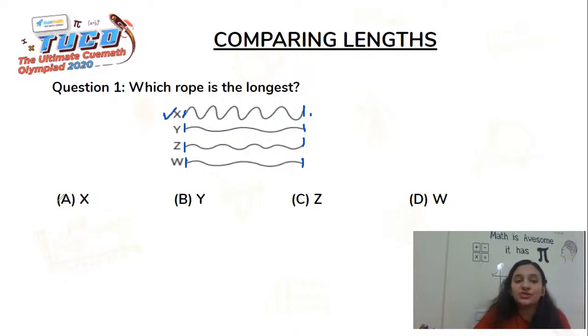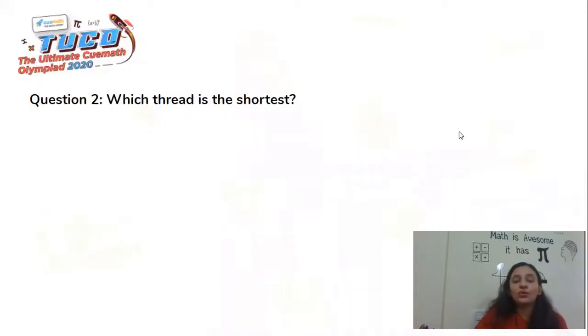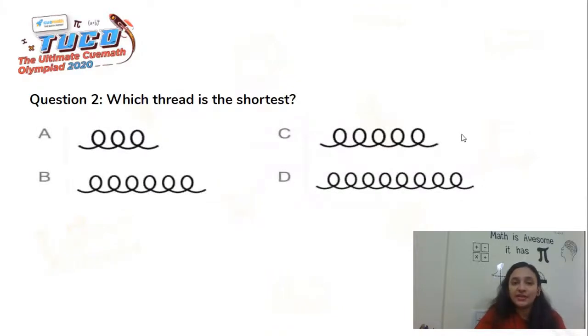So the answer to this question is option A. I hope all of you have understood this question. With this, we move on to our next question. In the previous one, it was about the longest one. Here it is about which is the shortest one. So let's see our options.